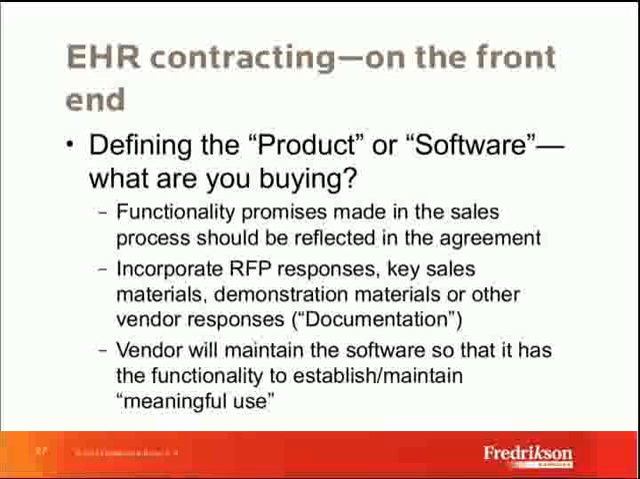So on the front end, again, define that product or the software. Figure out what exactly it is that you're buying. Sometimes they make functionality promises in the sales process, and that should be reflected in the agreement. If they tell you it's going to do a certain thing for you or does some magic billing issue that you really need, make sure that the agreement says that they're going to provide that magic to you too. Pretty much if you've relied on something provided by the vendor in making your decision about which software to purchase or which system to purchase, get that included as part of the contract.